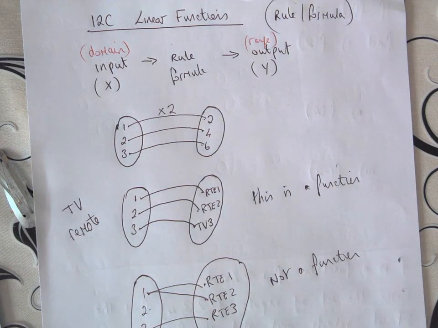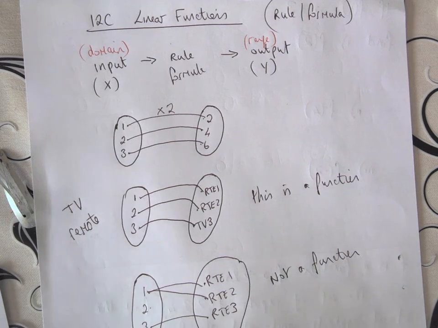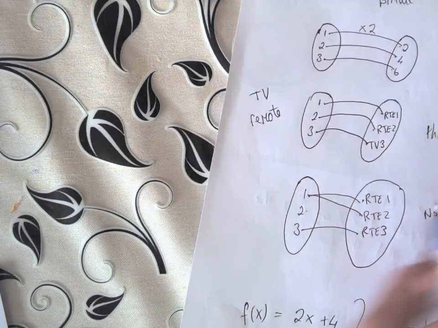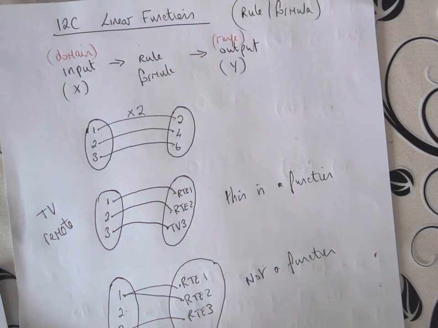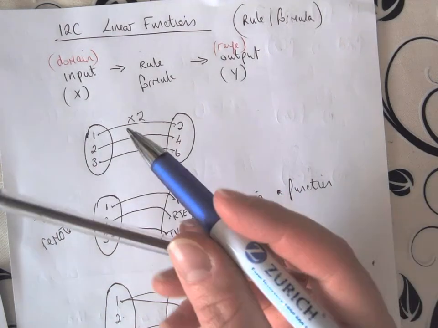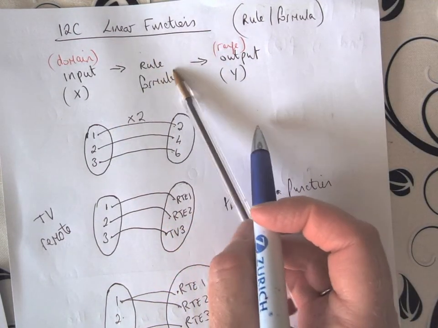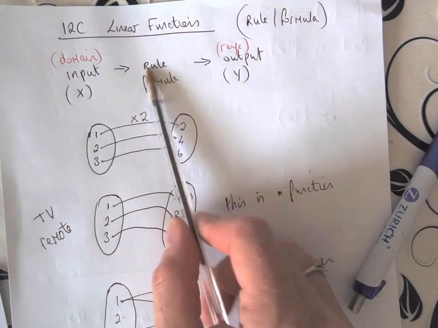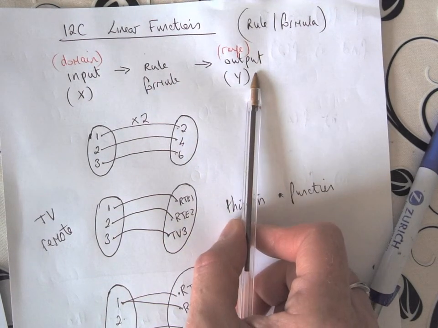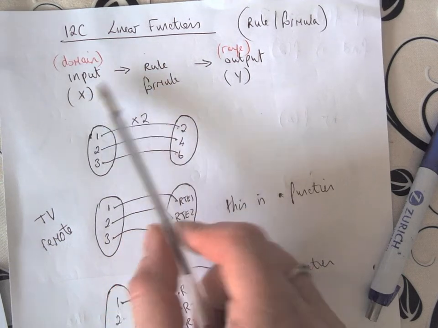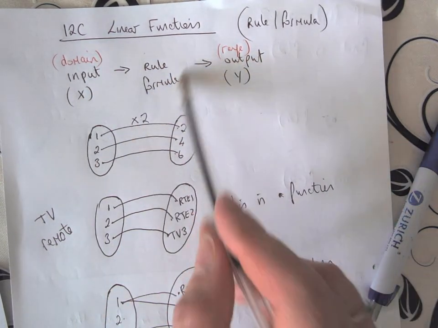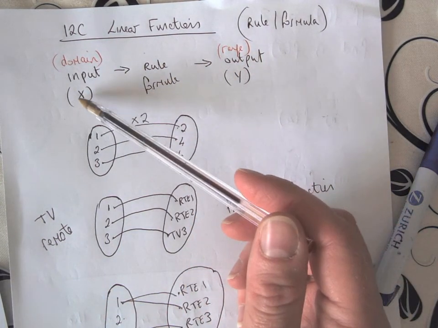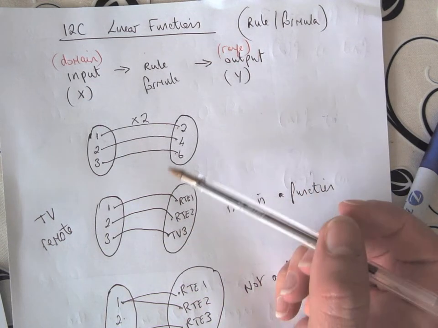Okay, so today we're going to look at section 12C, linear functions. So we need to understand what a function is. A function does something to an input to give an output. So you're putting a number in, you're doing something to it, and you're getting a number out. The input is our x, the output is our y when we're talking about a graph. The majority of the time, x is going in and y is coming out.